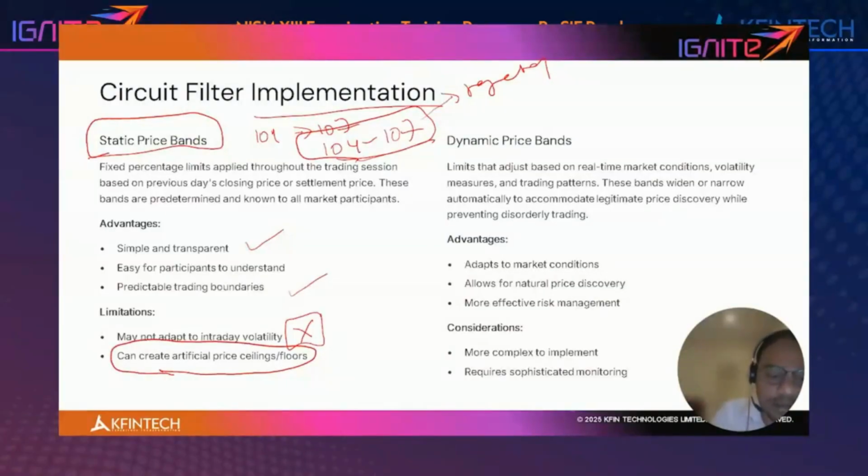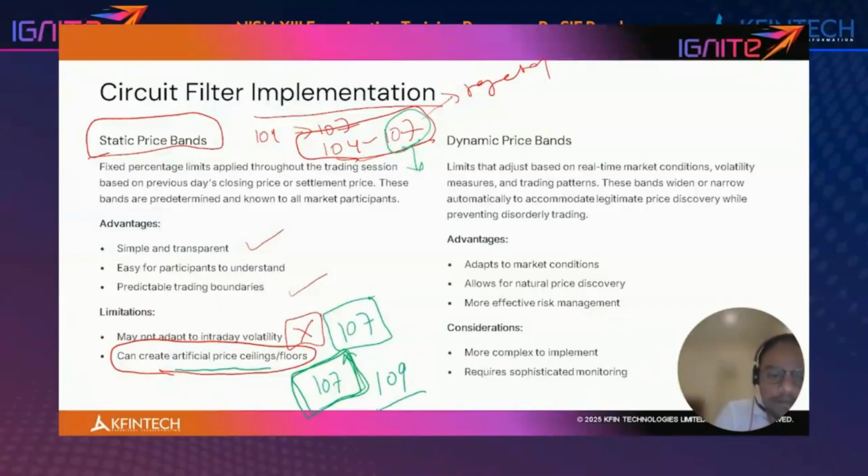Suppose a bond is really good and there is genuine demand for it above 107. But since there is a limit of 107 applied by the exchange, this bond will not be traded. This will create an artificial ceiling, because 107 is not the actual price. It could be 109 also. But because there is a circuit limit in place, there is an artificial ceiling on the bond.